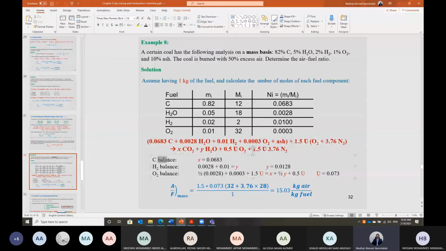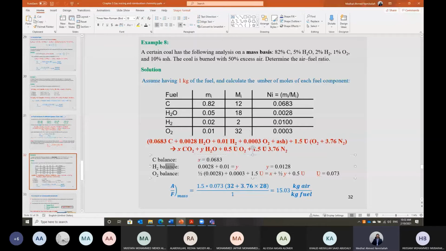Then we can make the carbon balance. It will be 0.0683. This is the number of moles of carbon on the reactant side. That should equal X CO2. That means we have X carbon atoms in the product. So in this case, X should equal 0.0683. That should be the value of X.